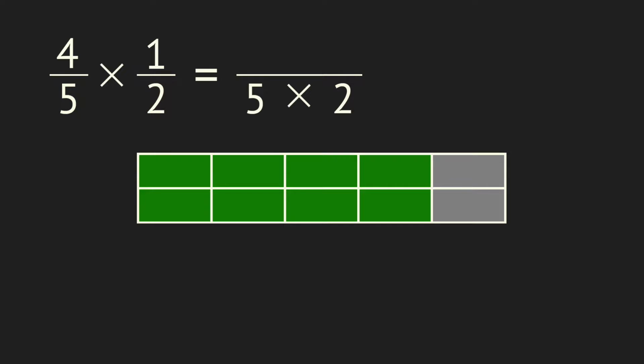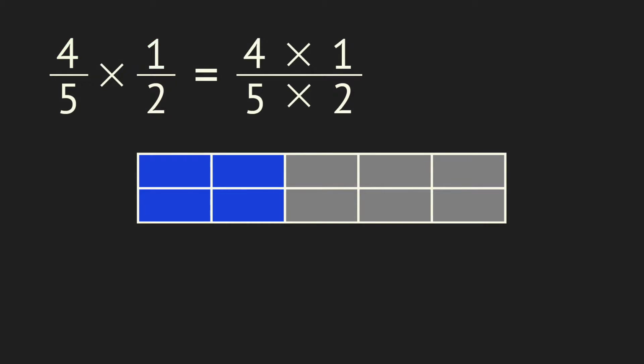The second fraction is 1/2. We will color exactly 1/2 of the green rectangles blue. There are 8 green rectangles, so we will color 4 of them blue. Now the blue rectangles represent the numerator of the answer. We can also calculate the numerator of the answer by multiplying the two numerators together.